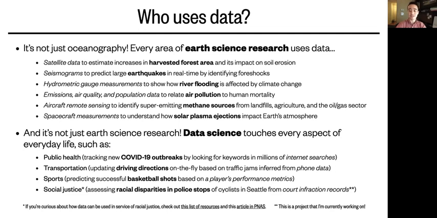And it's not just the earth sciences, of course. Data science broadly itself is one of the fastest growing fields, and it's worked its way into just about every aspect of everyday life, whether that's tracking the pandemic, calculating driving distances that route you around traffic jams, predicting the outcome of a basketball game, even, or finding evidence of racially biased police stops in Seattle. And notice the diversity of data that goes into these examples. We have internet search data, phone data, individualized metrics, court records.